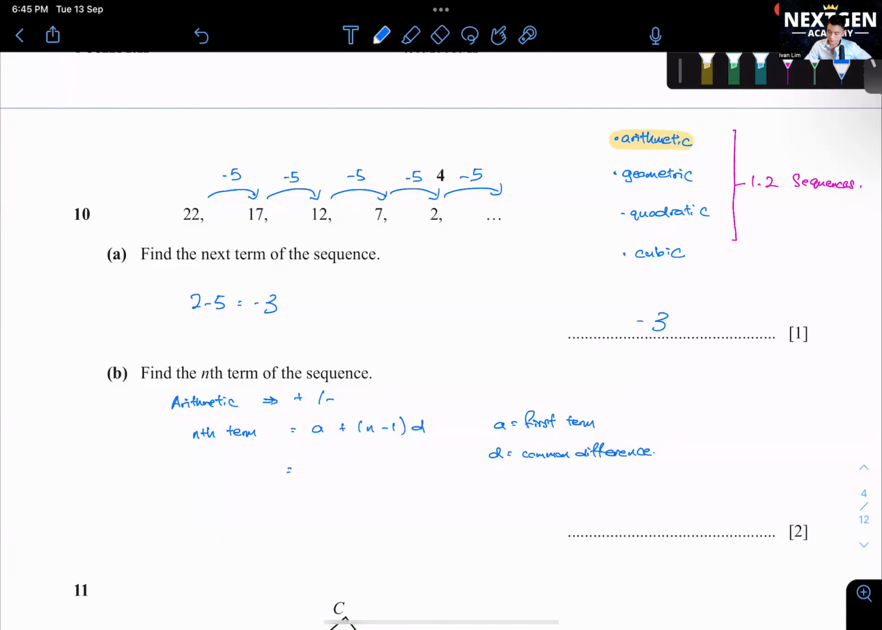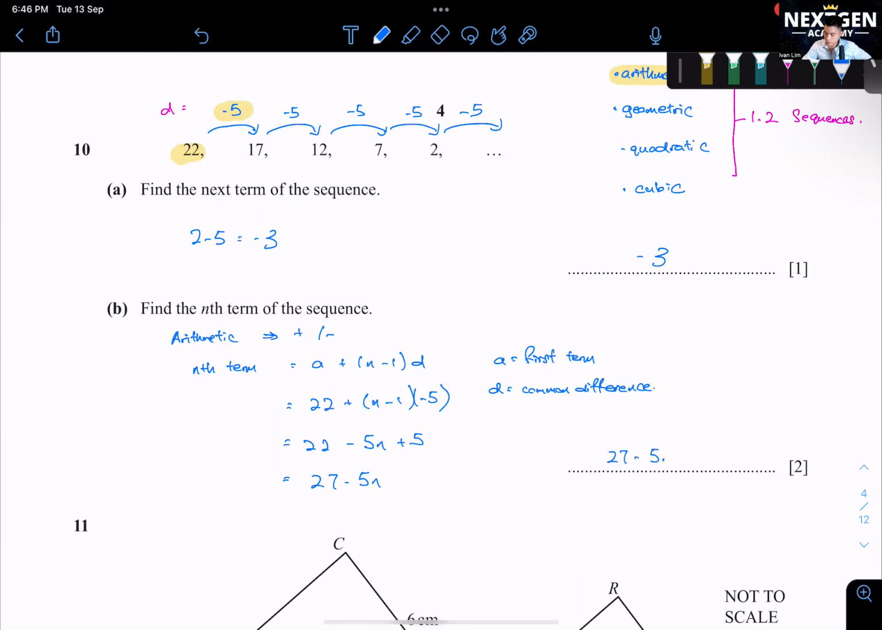N-th term. So what is my first term? My first term over here is 22. This is called your common difference, the one that you keep adding or minusing. So all I need to do is put into the formula: 22 plus (n minus 1)d. d is minus 5. 22, and open out the bracket, minus 5n plus 5. Which you'll get 27 minus 5n.